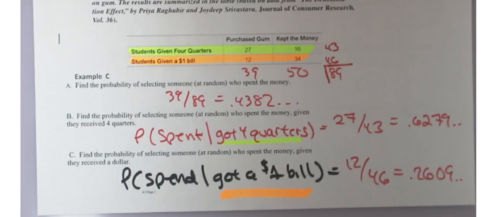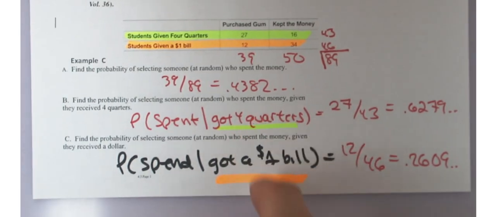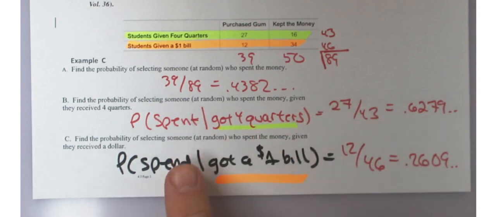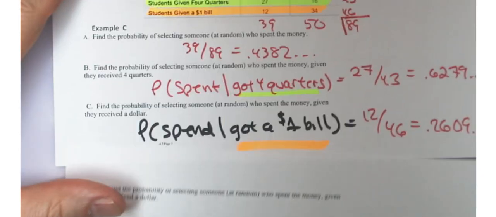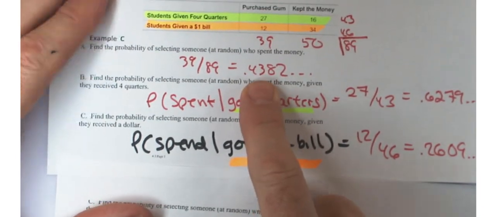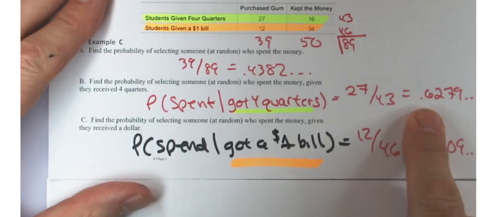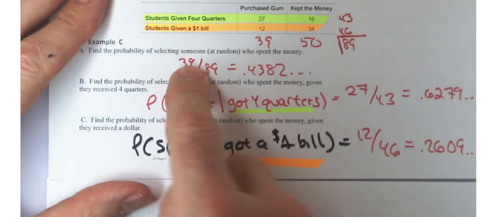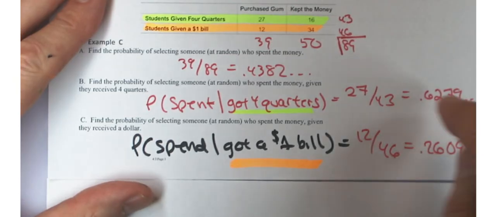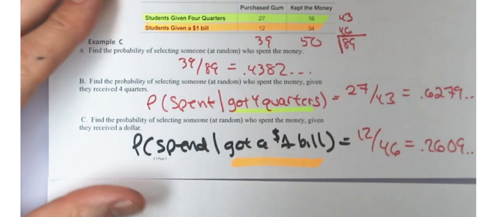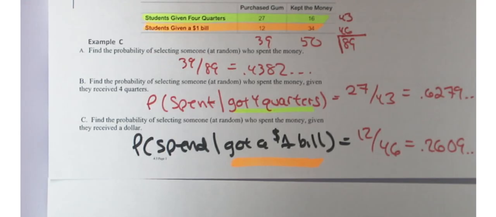So the big question then is, are these events independent? Is the currency you got, does that change your spending habits? Absolutely. Look, I mean, as a whole, 44% of people spent the money. But if you look at people who got the quarters, they're much more likely to spend the money than if you got a dollar bill. This information certainly changes that probability. And if that happens, then these events are dependent.